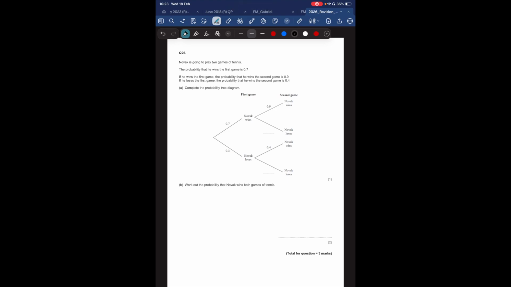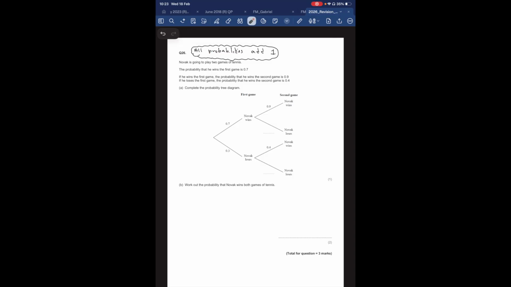Before we start to attempt this question, there are a few things you need to know about probability. First of all, probabilities have to add to 1. That's the first thing you need to realize about probabilities. The other thing I'm going to explain as we go along is basically how this probability tree works.